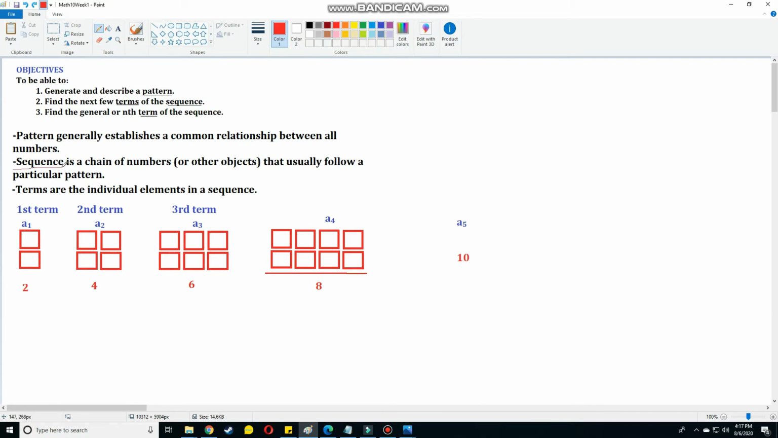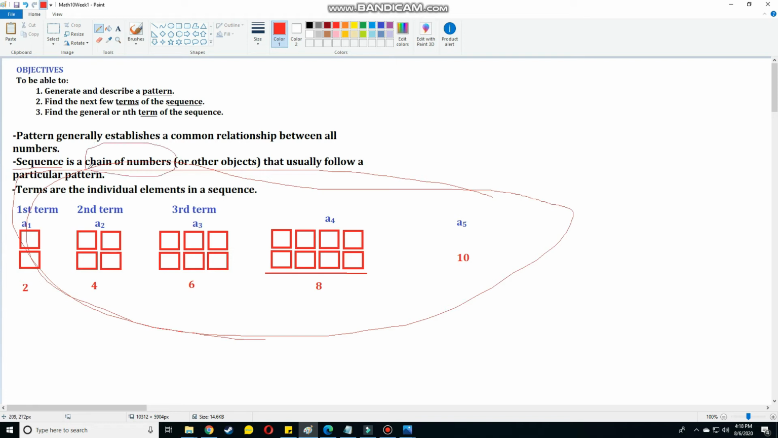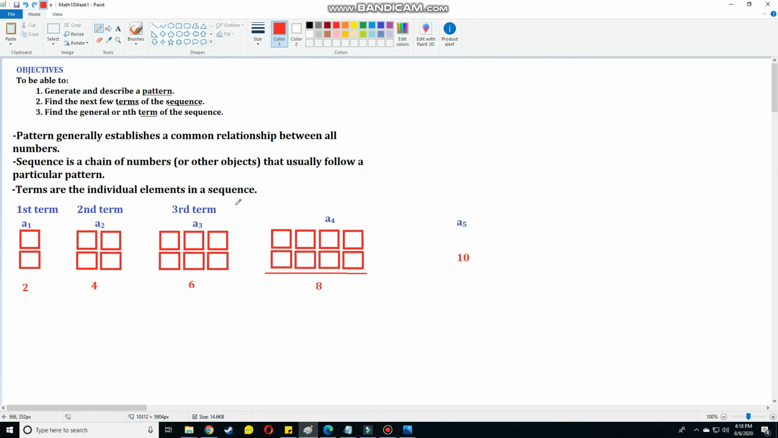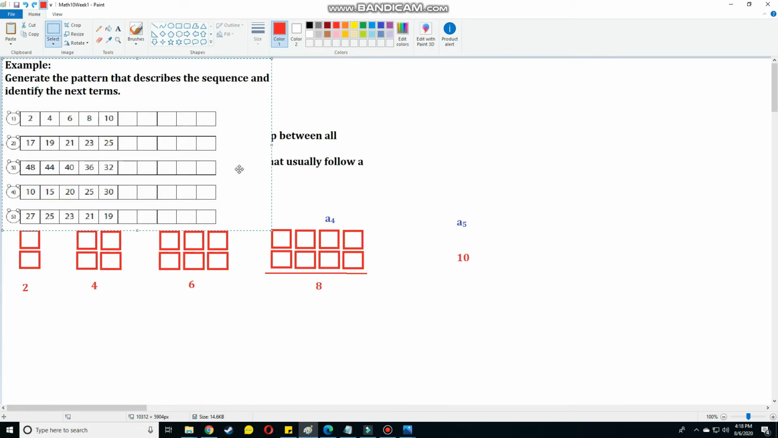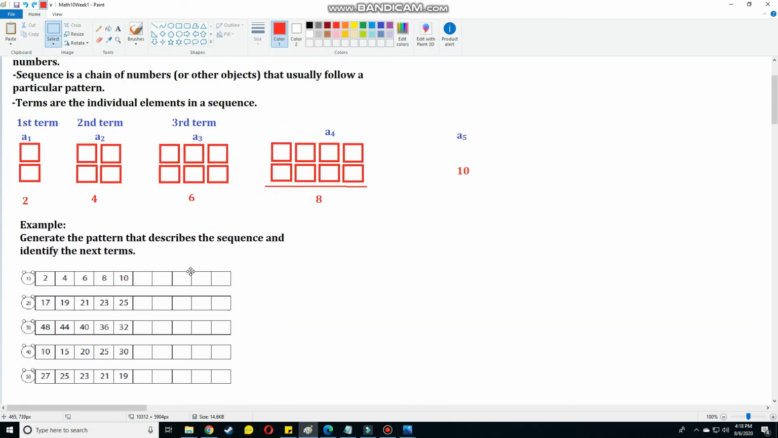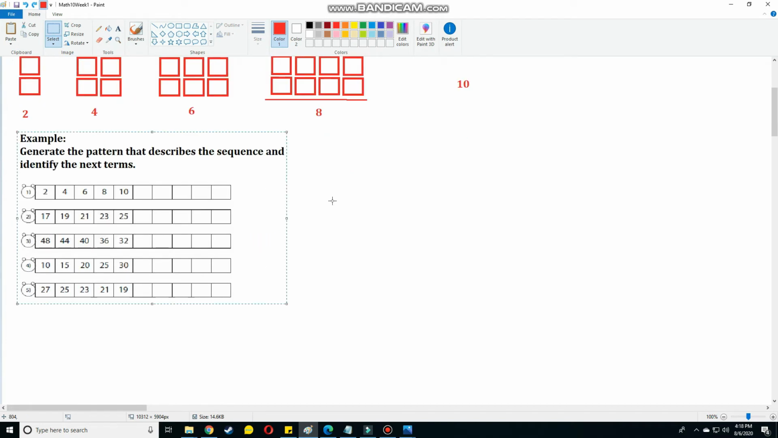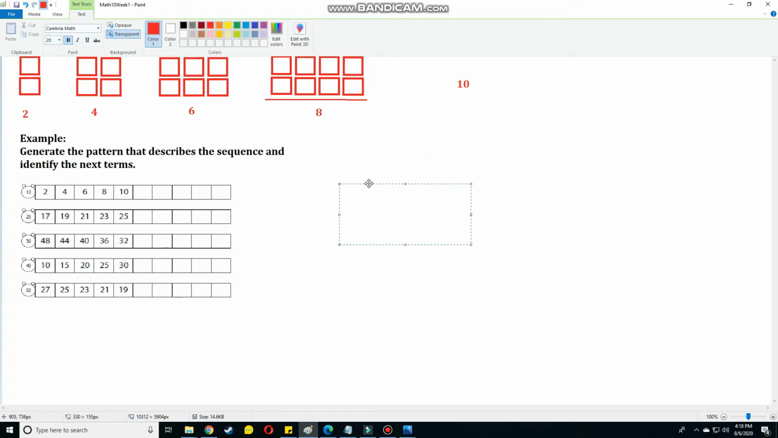And just a reminder, when we say sequence, it does not limit to objects. The ones that we use here are boxes. When we say sequence, it could be any other objects, and it could also be a chain of numbers. So now let's have an example wherein our sequence would be a chain of numbers. Generate the pattern that describes the sequence and identify the next terms. So how to generate the pattern? That's the question. How to generate the pattern?